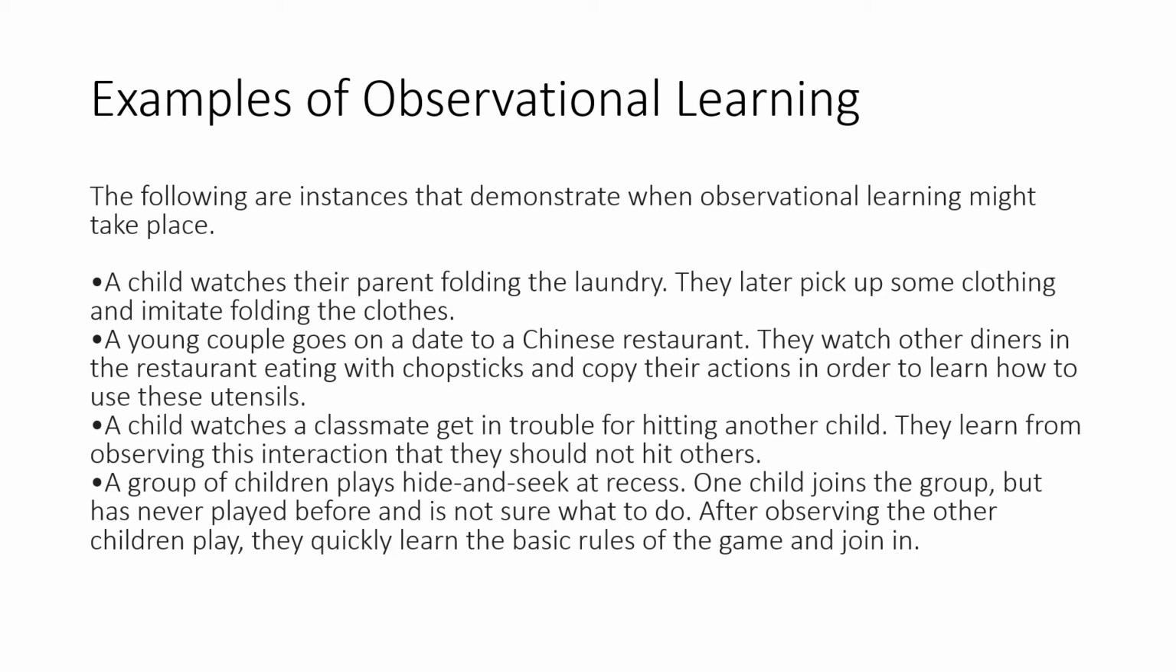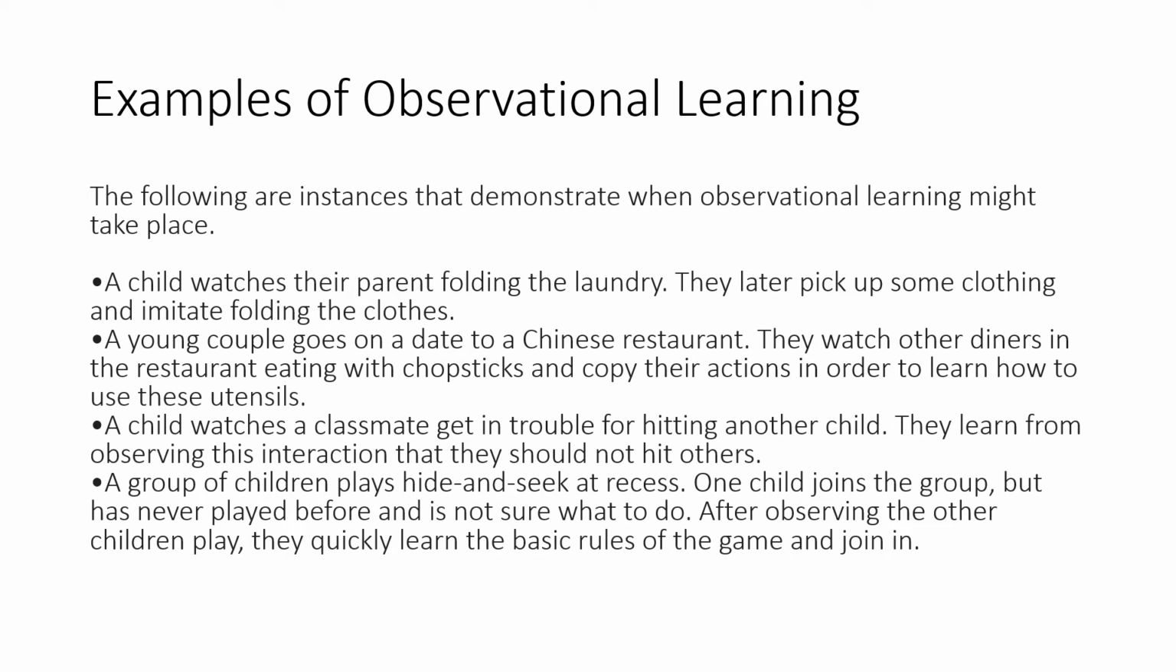We will understand observational learning through examples. A child watches their parent folding the laundry. They later pick up some clothing and imitate folding the clothes. Another example is a young couple goes on a date to a Chinese restaurant. They watch other diners in the restaurant eating with chopsticks and copy their actions in order to learn how to use these utensils.